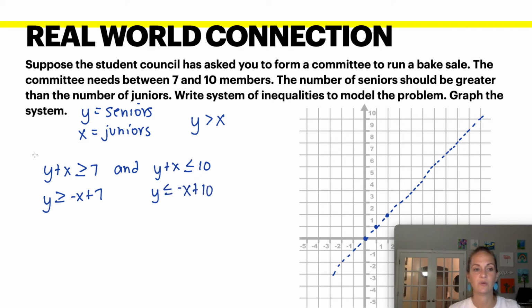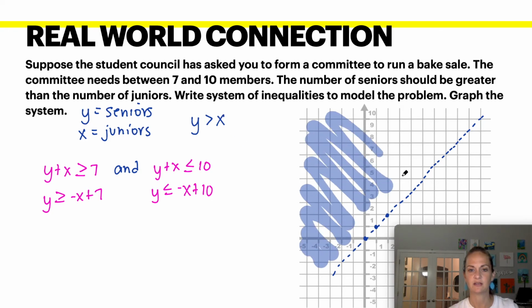I'm going to represent this to be a different color, and I'm going to represent this to be a different color as well. Okay. So first, we know that Y is greater than X is going to be shaded above, because all of the Y values are greater than this line.